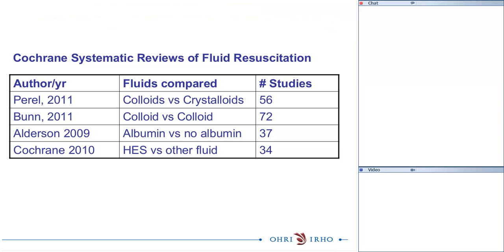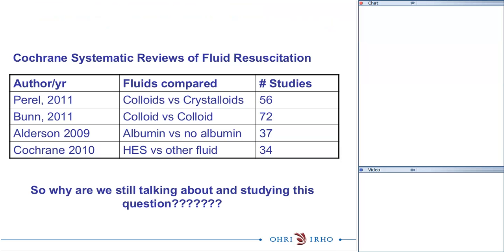A lot of studies have been conducted looking at the issue of colloids versus crystalloids, or colloids versus colloids, or albumin versus no albumin, or starch versus other fluids. And none of these systematic reviews have been able to definitively determine whether a type of colloid is better than a type of crystalloid fluid. And loads of studies have been conducted, so you may ask the question, why are we continuing to ask this study question since we have so many trials?